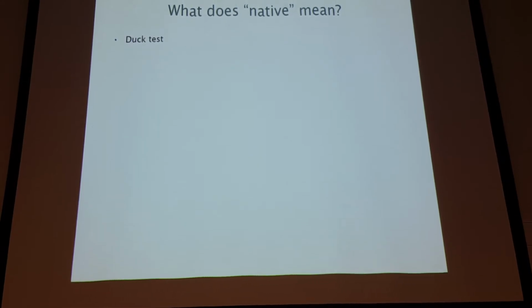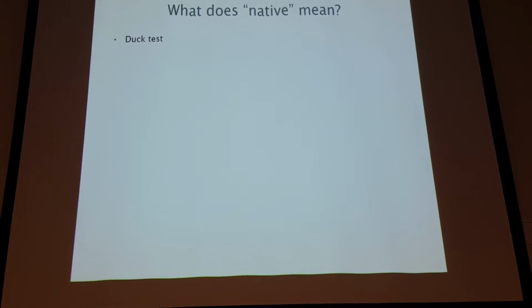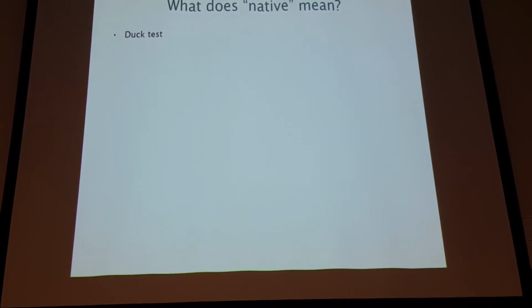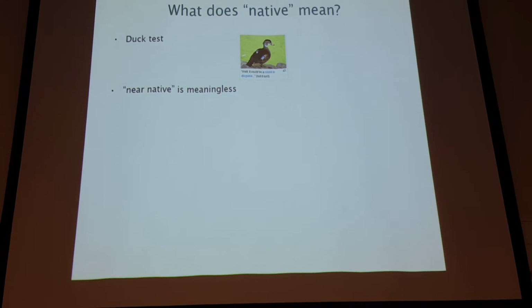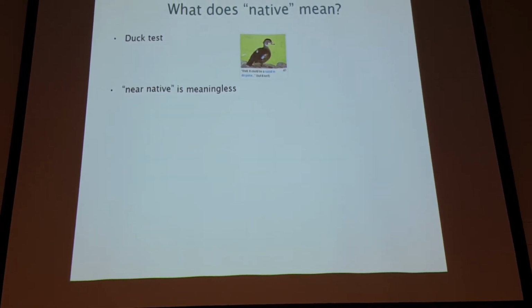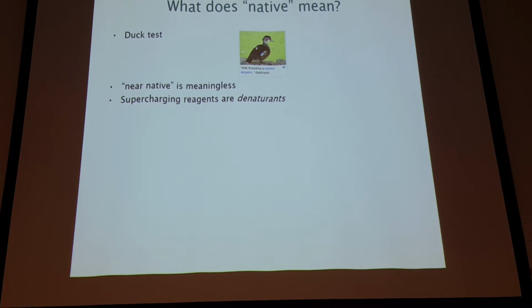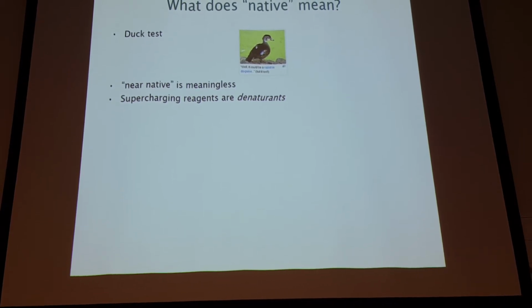So, what does native mean? Well, we have the duck test. The duck test says if it looks like a duck, and it walks like a duck, and it quacks like a duck, it's got to be a duck. People talk about near native, or people will talk about native in inverted commas. This is completely meaningless. You'll hear people talking about using supercharging reagents. Do not use these, they are denaturants.